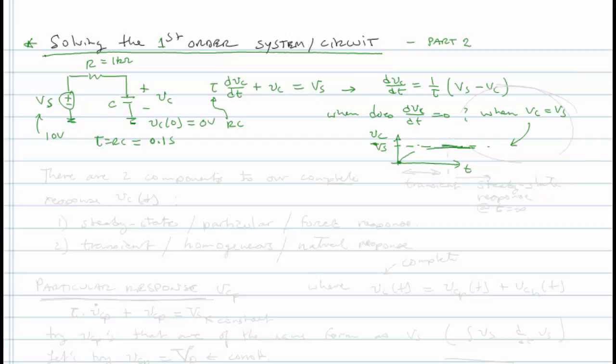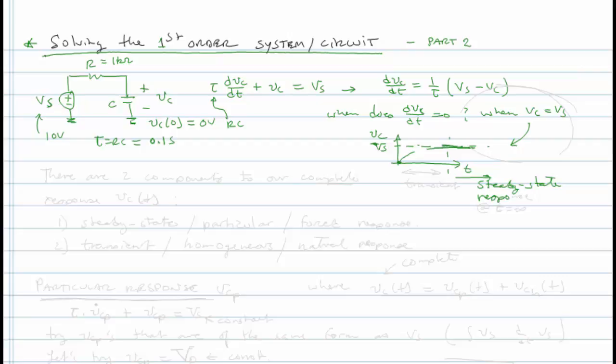So I want to point out there are two components to this response. One of the components is the final value where the capacitor voltage settles out. That response is called the steady state response. It occurs somewhere way out here. Steady state response.